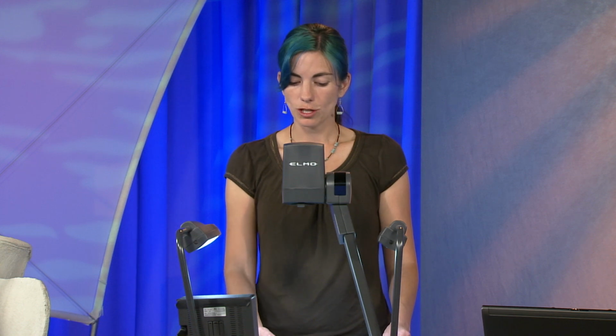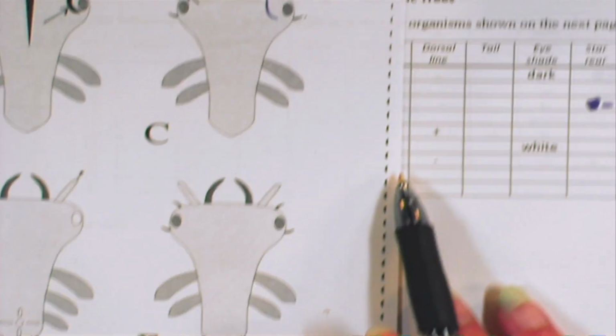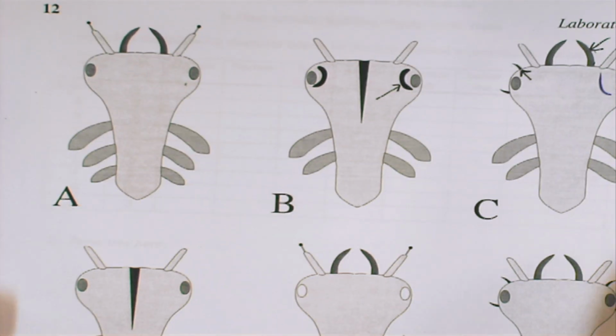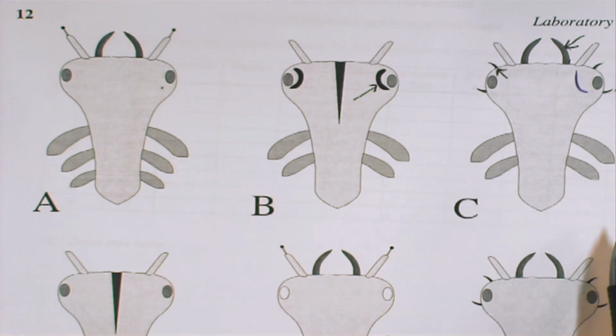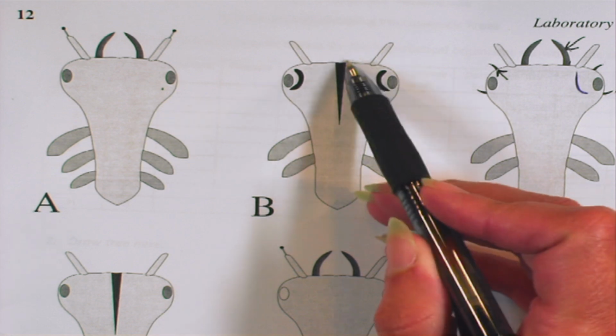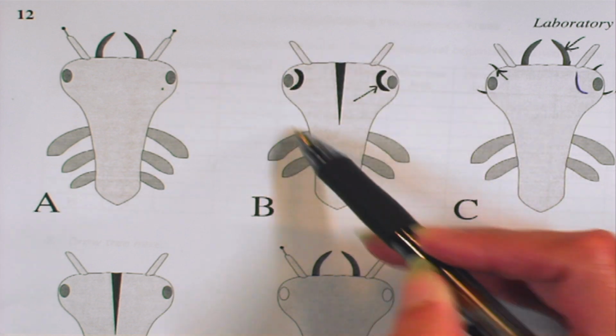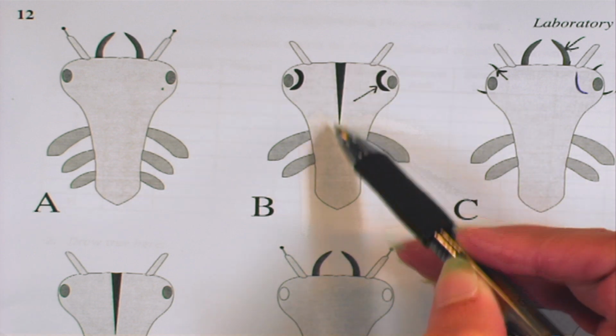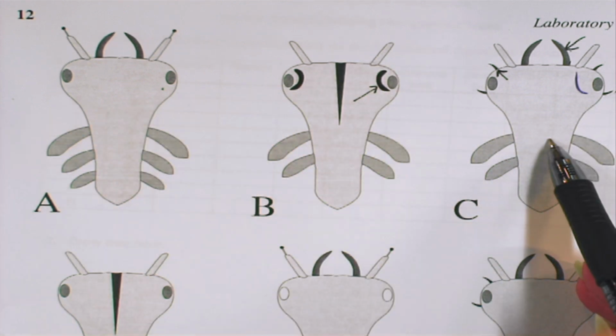Finally, we take a look at the dorsal line. The dorsal area is going to be along the back, so we'll look for a line along the back. And of course, you can already see just in this first row that one organism has a pretty striking line along the back, and that would be B. So this right here is going to be your dorsal line. B has a dorsal line where A and C do not.